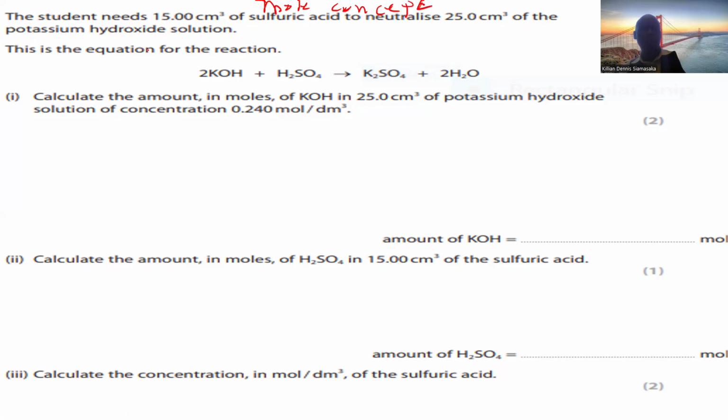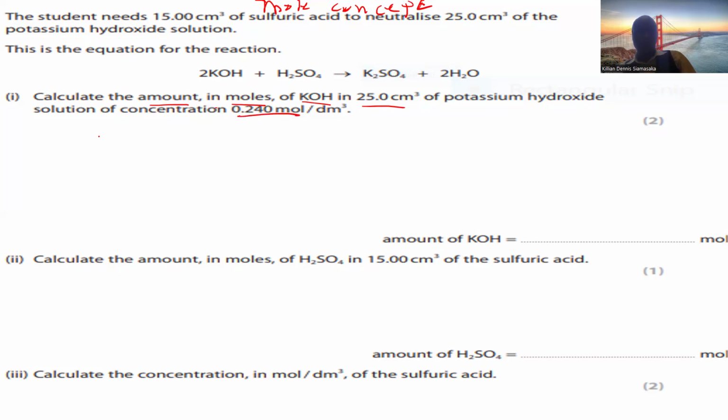The question reads as follows. The student needs 15 cubic centimeters of sulfuric acid to neutralize 25 cubic centimeters of the potassium hydroxide solution. This reaction is shown here, where potassium hydroxide reacts with sulfuric acid to produce potassium sulfate and water. Calculate the amount in moles of potassium hydroxide in 25 cubic centimeters of potassium hydroxide solution of concentration.